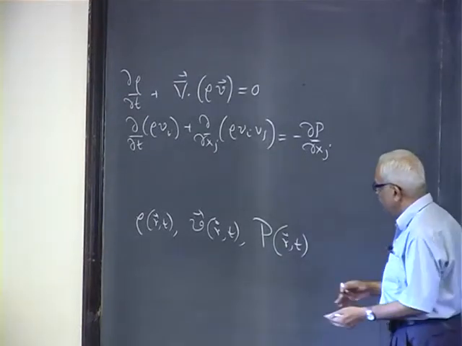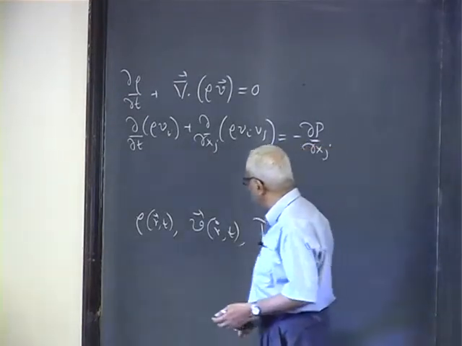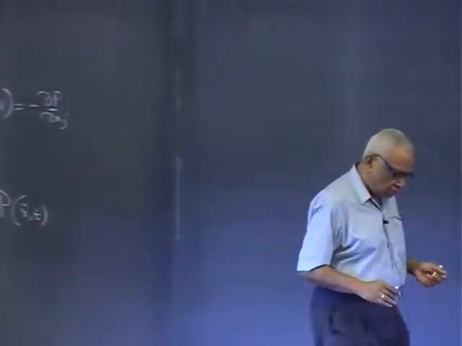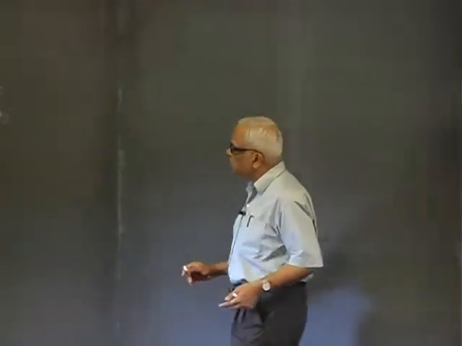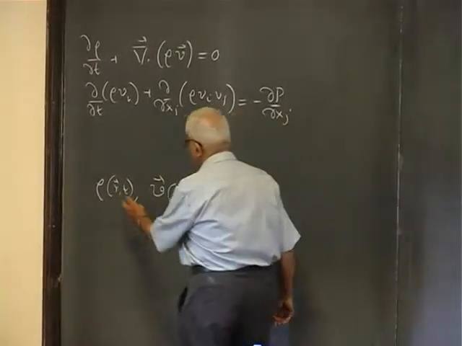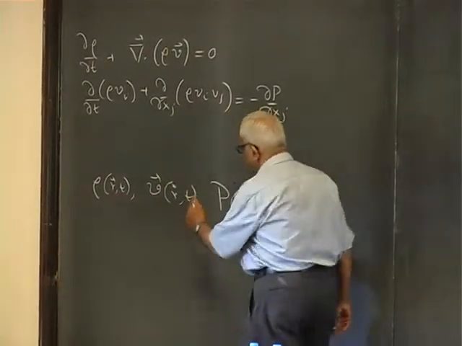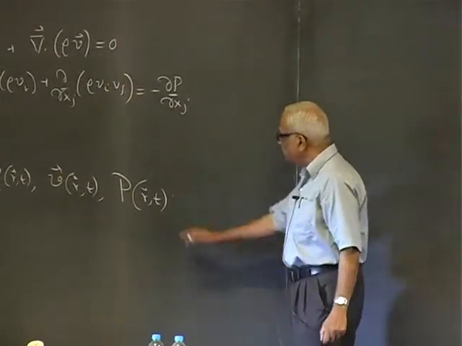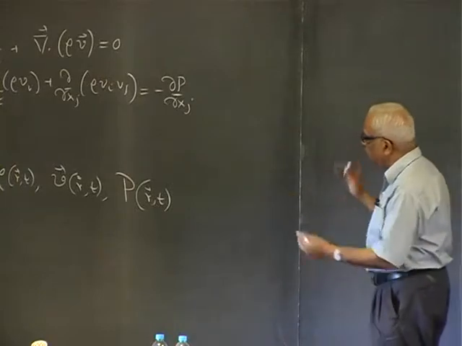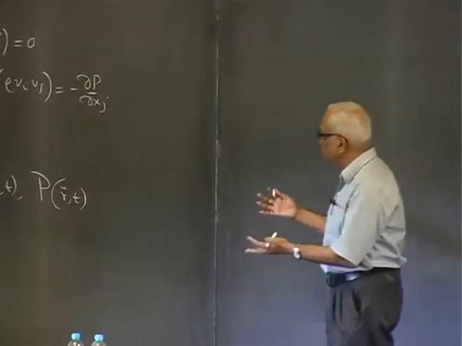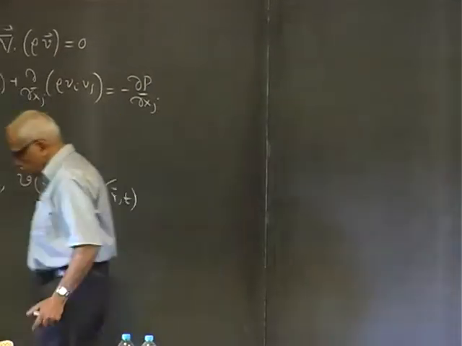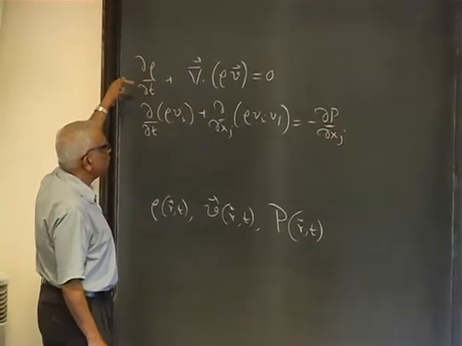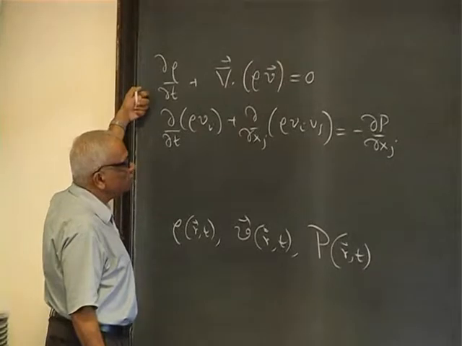Some kind of fluid, whatever, air or water, what have you. Obviously, there are five things which characterize it. There is the question of pressure. There is the question of density. There is the question of the three components of the velocity. And the pressure is part and parcel of the fluid. So this is one equation, one conservation law.